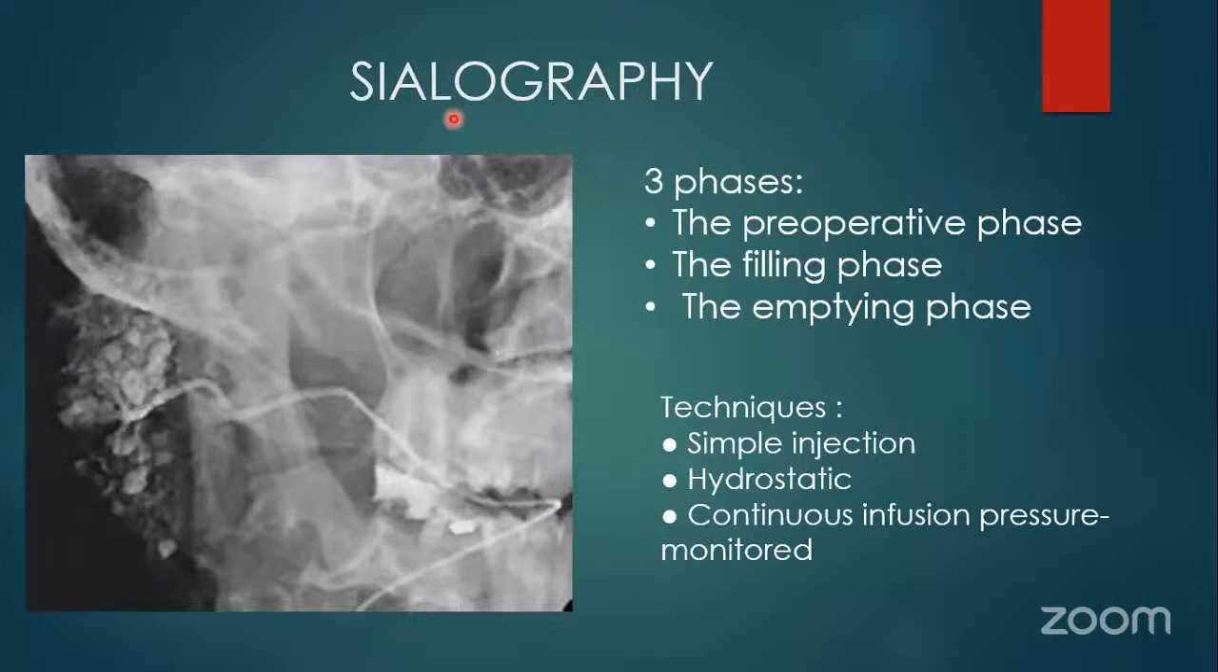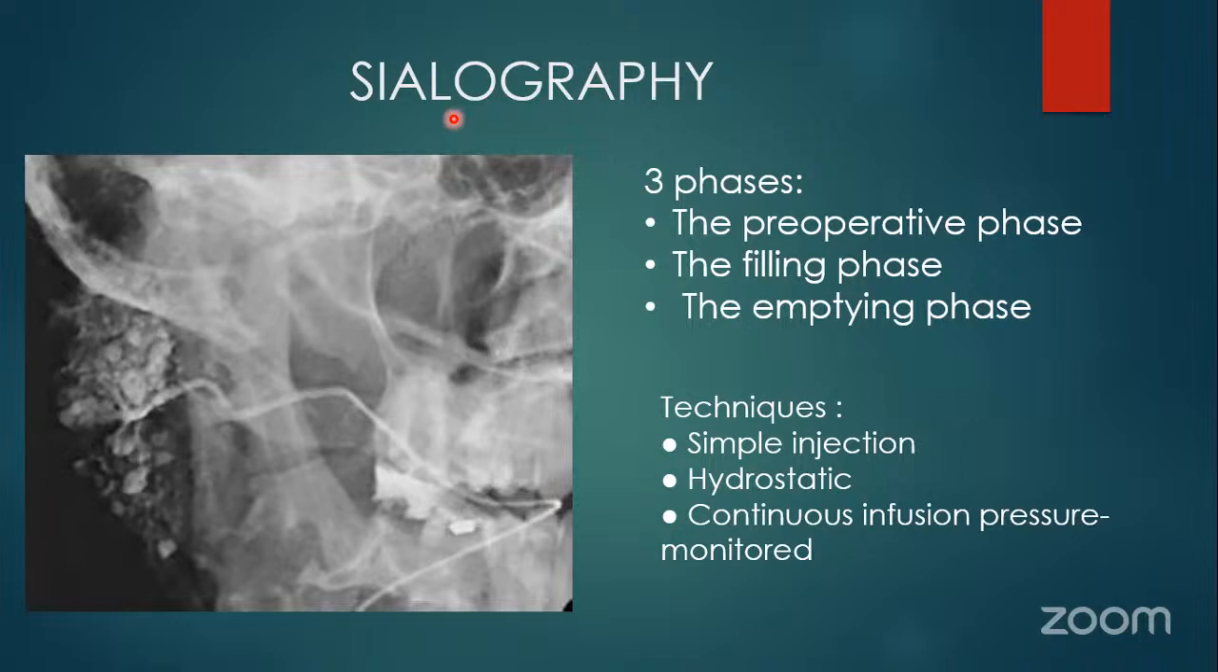After that, we inject a contrast medium depending on the area which is affected. For example, if there is any pathology in the parotid gland, we inject the contrast medium through the duct of the parotid gland, that is your Stenson's duct. Similarly, if there's any pathology involving a submandibular gland, we inject the contrast medium through the Wharton's duct of the submandibular gland. So we inject the contrast medium through the duct of the particular gland which is affected, to take another radiograph following the scout radiograph.